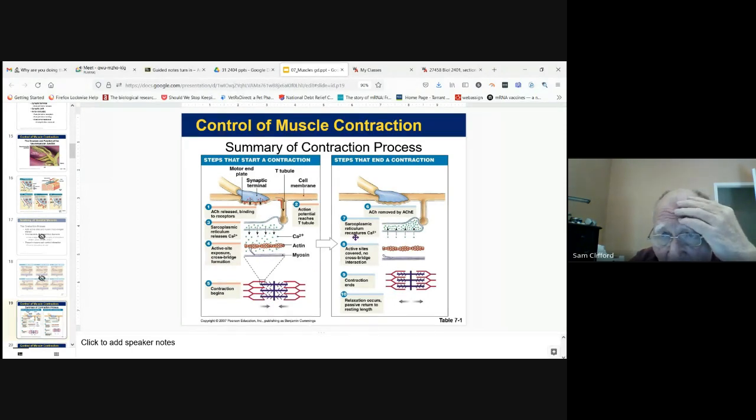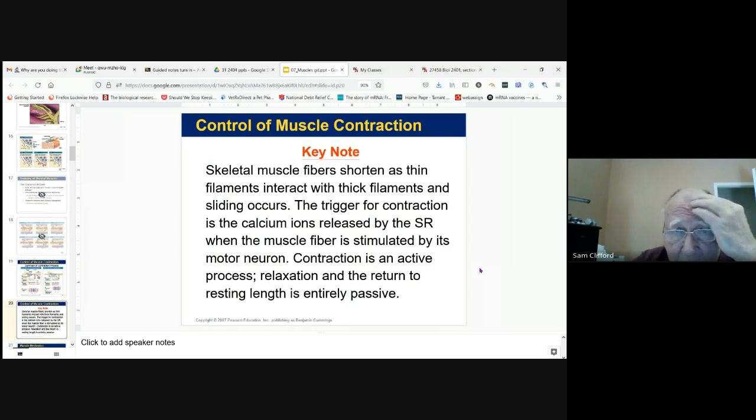Contraction begins. Acetylcholine is removed by acetylcholinesterase. Calcium is recaptured in the sarcoplasmic reticulum. Active sites are covered. There's no place for the myosin heads to attach to the actin. Contraction ends and the muscle relaxes. So skeletal muscle fibers shorten as the thin filaments interact with the thick filaments. Calcium must be released to cause the active sites on the actin to be exposed to the myosin heads.